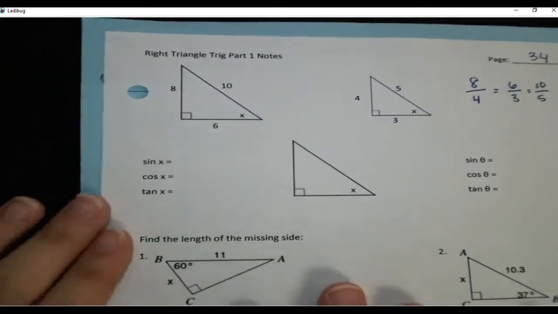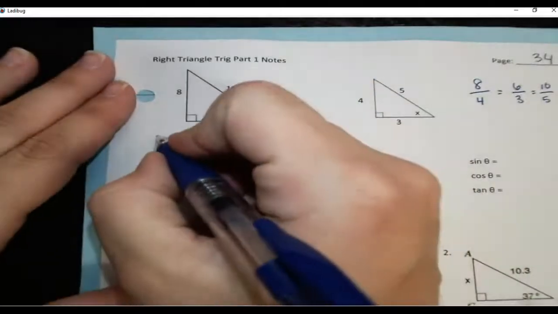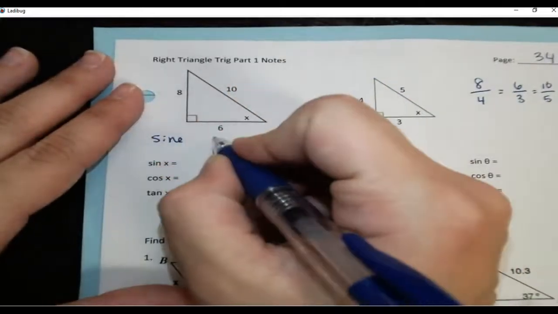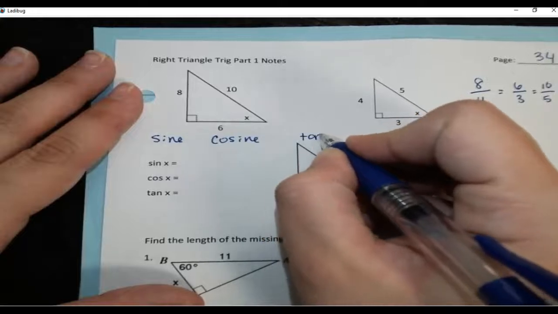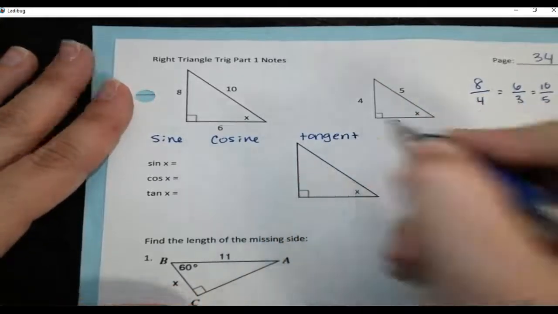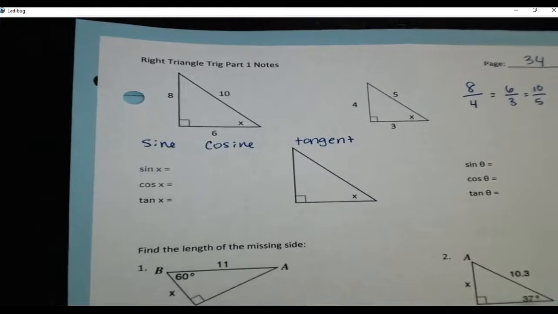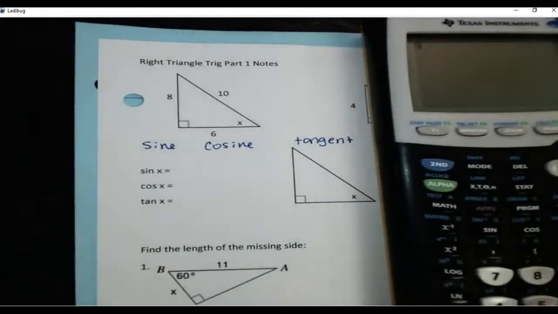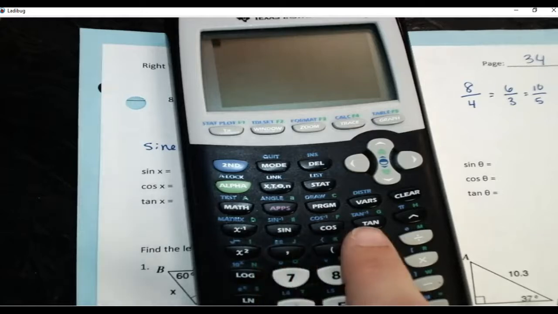So when you are trying to find sine, cosine, and tangent, let's write those out. So that's how you say them: sine, cosine, and tangent. That's what those stand for. SIN is sine, COS is cosine, TAN is tangent. And if you look on your calculator, they're right above your parentheses. So sine, cosine, tangent.